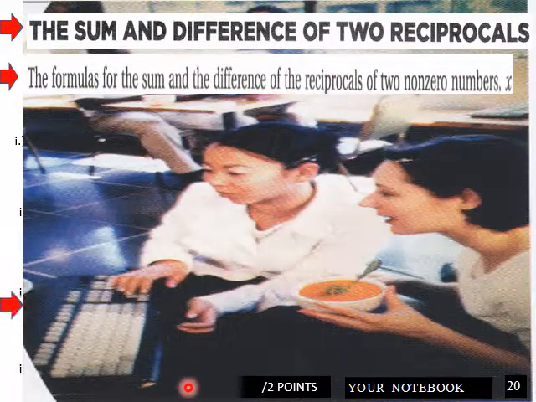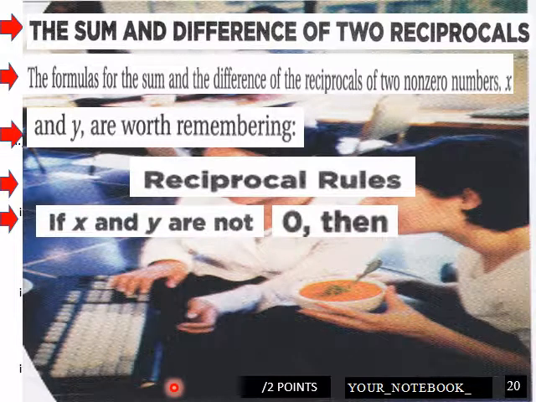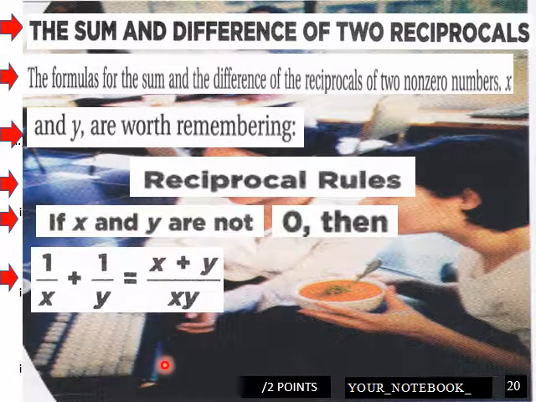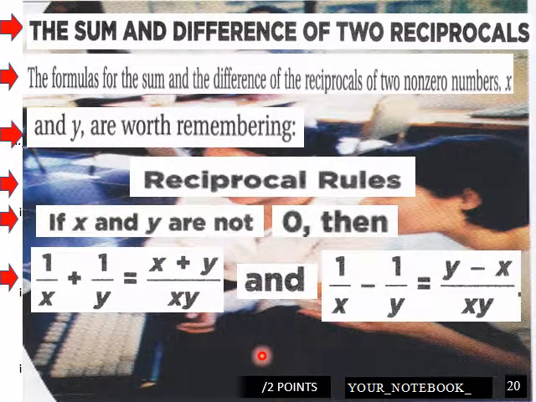The sum and difference of two reciprocals. Reciprocal rules. So we have this here, and we combine these two together. Either way here, whether you have a sum or a difference.